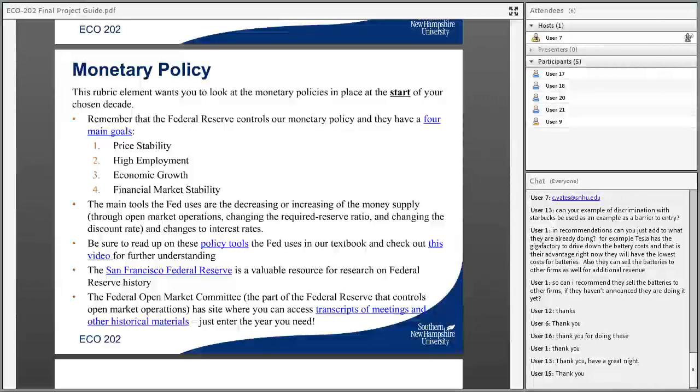Moving on to slide number 2. In the second slide of monetary policies, this is where you focus on your decade, and this is where you will identify the monetary policies. Now, some decades have more monetary policies than others.